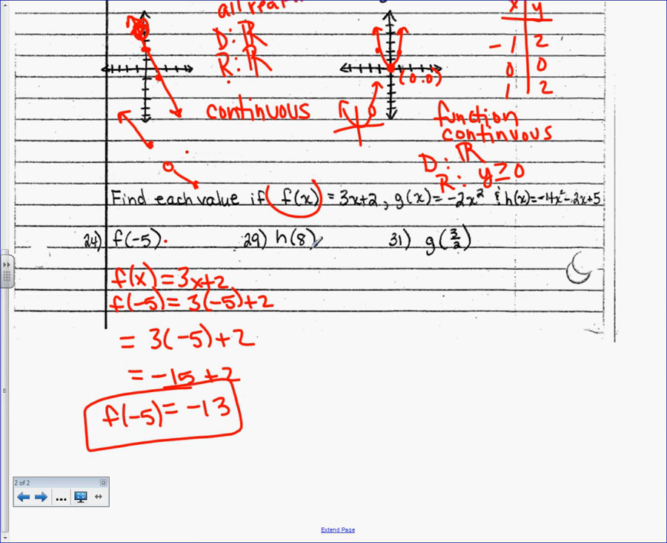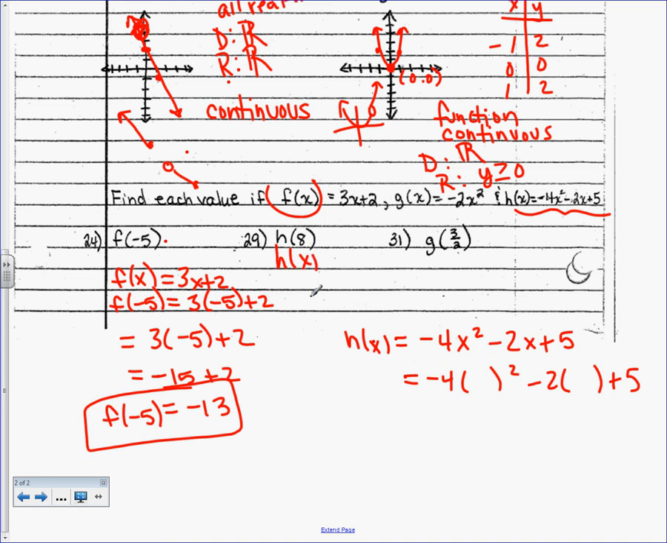H of 8 means go to your h function right here and plug in 8, right? So h of x, I like to rewrite it so I don't get confused and look at the wrong thing. H of x is -4x squared minus 2x plus 5. Okay, so all of the x's are going to be replaced with what? 8, because that's h of x. So I'm going to put an 8 here, and I'm going to put an 8 here.